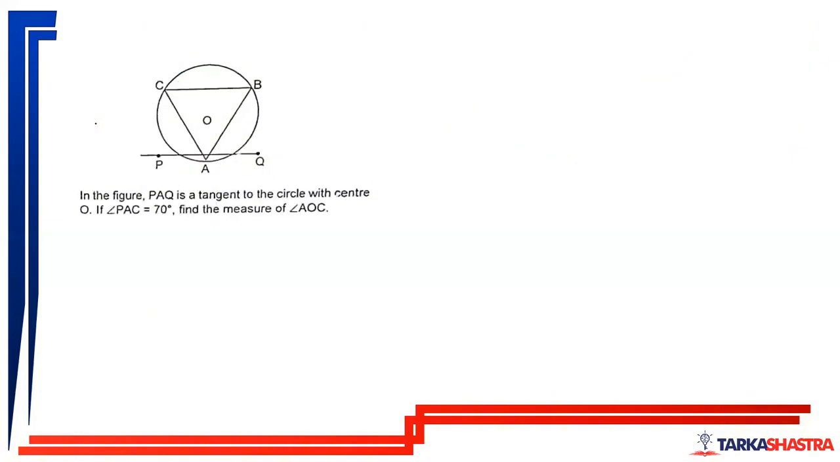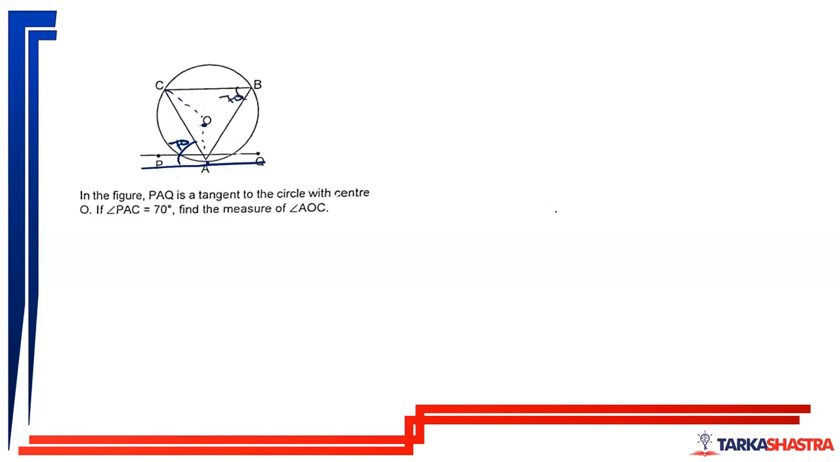Now in the figure, PAQ is a tangent to the circle. So it is actually like this. PAQ is tangent to the circle with center O. If PAC is 70 degrees, then what is the measure of AOC? Now, if PAC is 70 degrees, then ABC will also be 70 degrees.